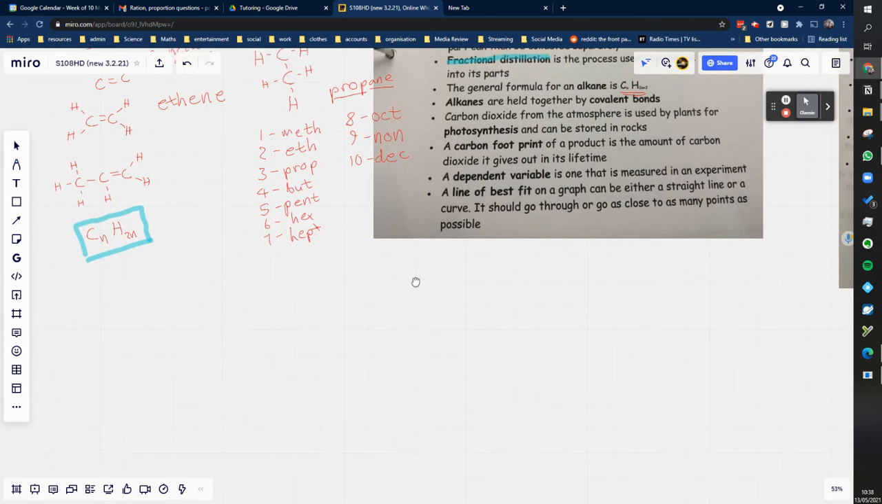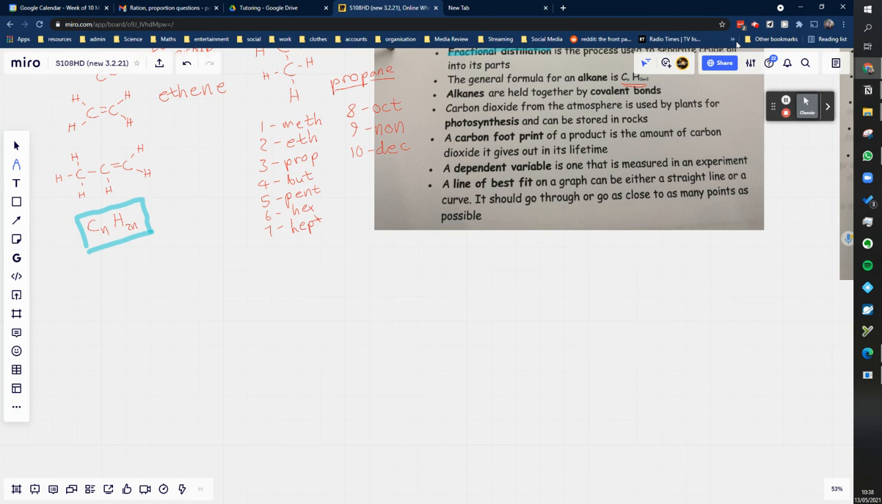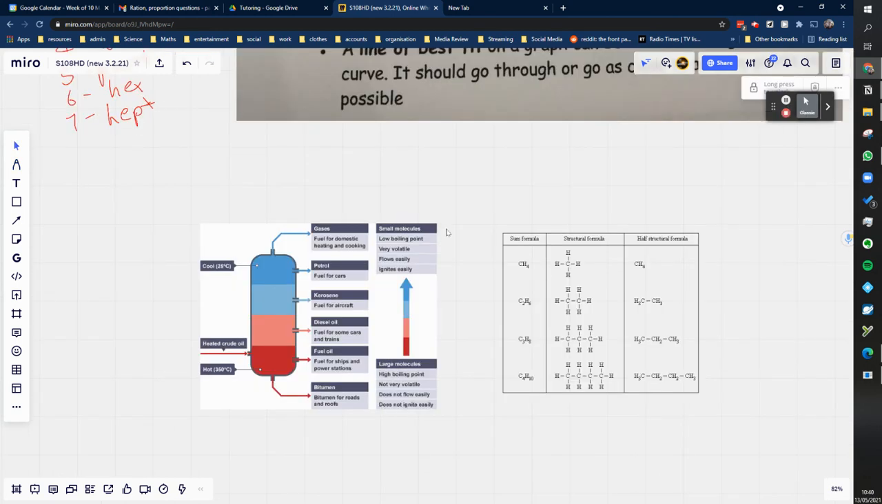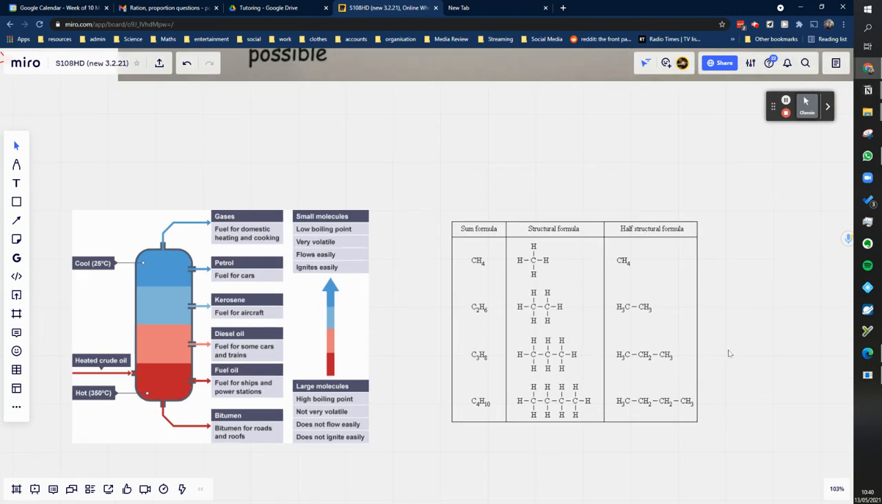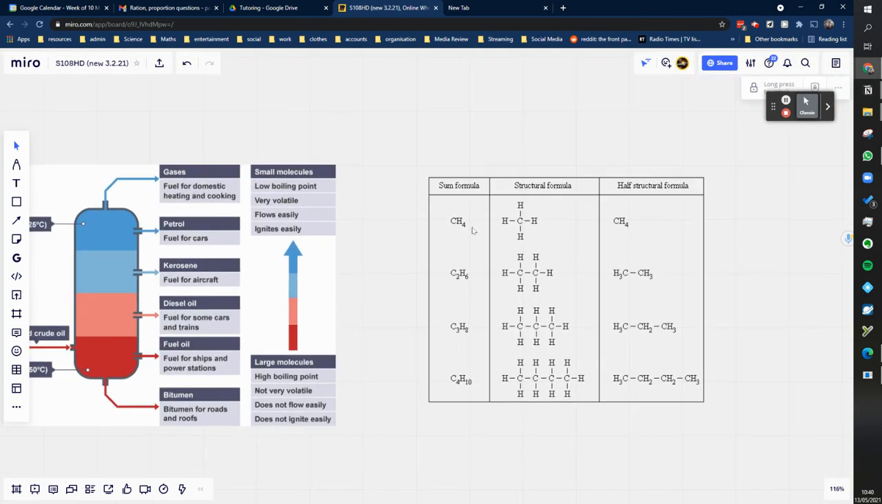Let's get some pictures of things to do with crude oil. Okay, so I've got a fractionating column here on the left, and I've got the first 4 alkanes here on the right, and we've got different types of formula. We've got the sum formula. I don't think that's what you call it at GCSE. I think it's just called the molecular formula. It tells us what is in the formula, how many of each atom there is.